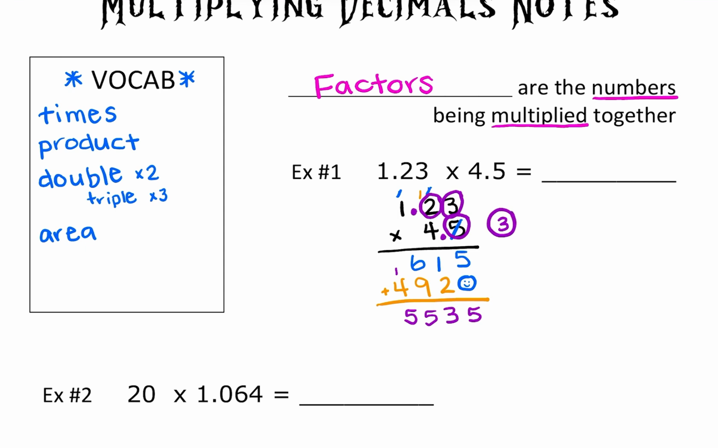So that helps me remember that I need 3 hops. My answer needs 3 decimal places. And when I say hops, we're going to start at the back. We have an invisible decimal because right now it's a whole number. And I'm going to make 3 hops.